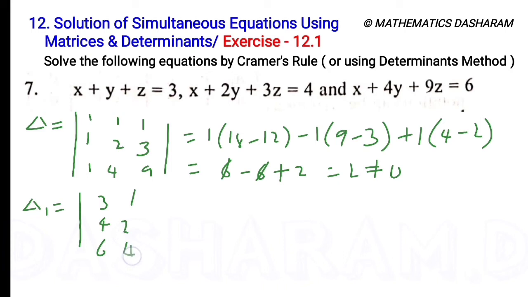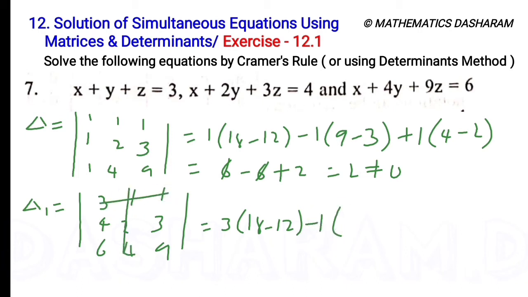Write remaining two columns as it is. Find out the determinant. Expand the first row. 3 into 9, 2 into 9 is 18, 4 into 3 is 12, 18 minus 12. Next, minus 1 into 4 into 9, 6 into 3, 36 minus 18. Next, plus 1 into 4 into 4, 6 into 2, 16 minus 12.